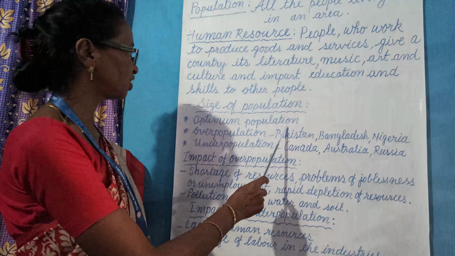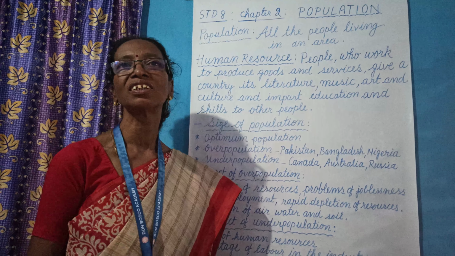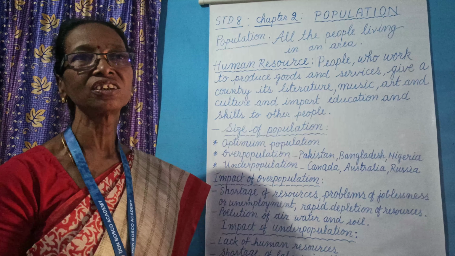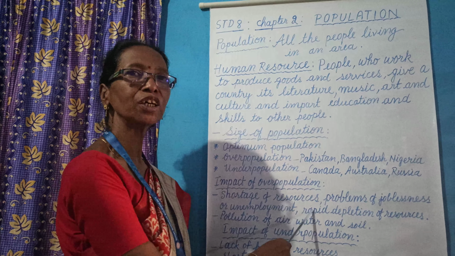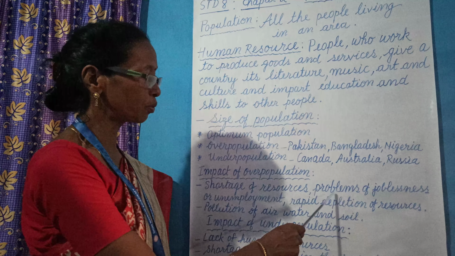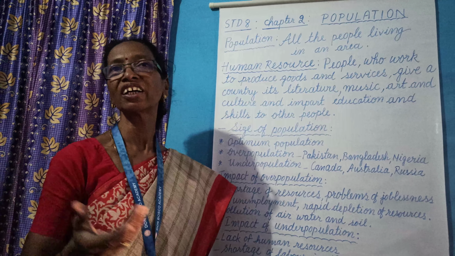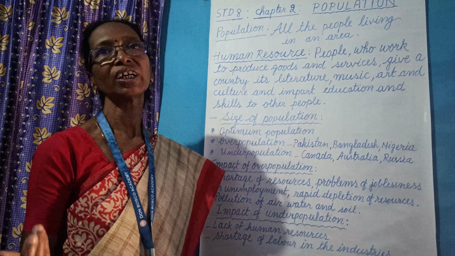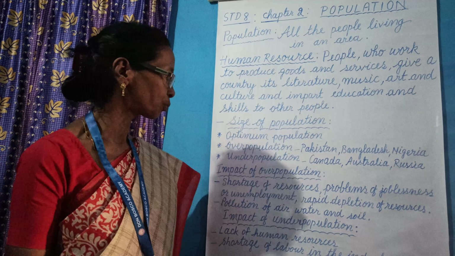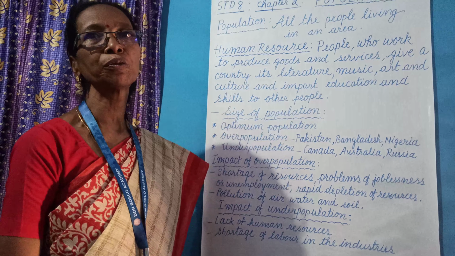So the size of population, if we see this overpopulation and underpopulation, this type of condition also impacts that country or area. So what are the impacts of overpopulation? Where there is overpopulation, there is shortage of resources. Everyone cannot get sufficient resources, and in that area there is the problem of joblessness or unemployment. Population is so high that everyone cannot get a job or employment, and therefore they are poor. They are not getting sufficient food or shelter or land to grow crops, and therefore there is shortage of resources also, and there is the problem of joblessness.